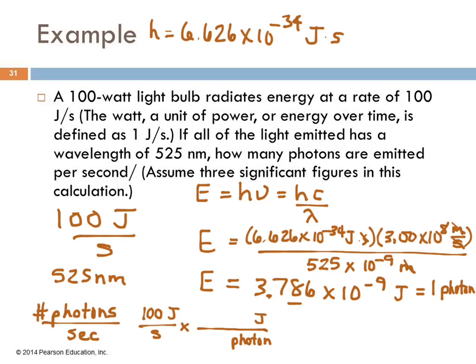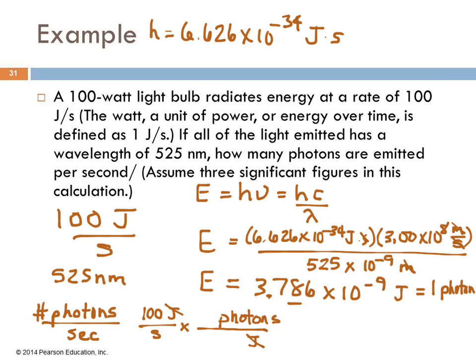And that would be wrong. I did that just to see if you're paying attention. No, I didn't. I was just being stupid. We want joules on the bottom and photons on top. That's what the units tell us to do. Because then joules will cancel and we'll end up with photons per second. See how that works?